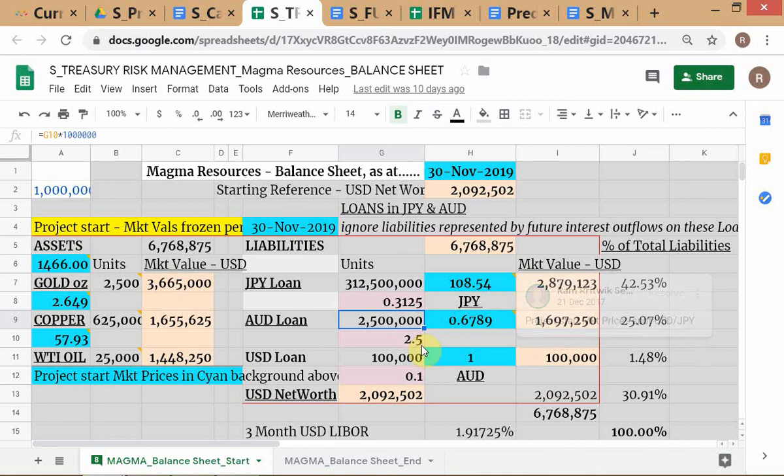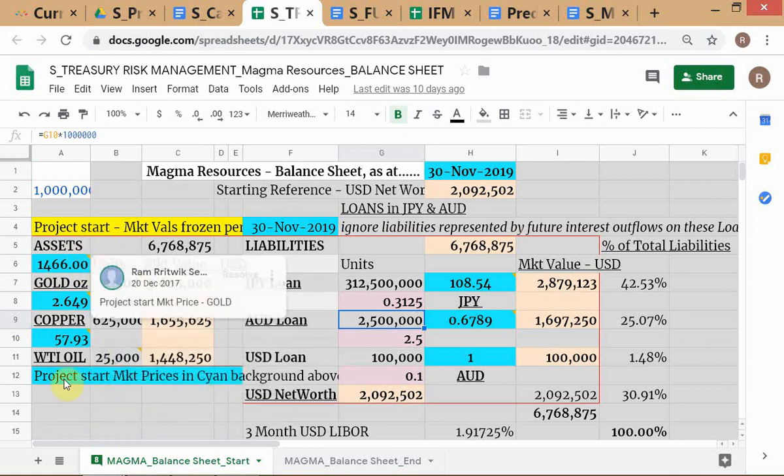So I'm just giving you a broad overview. Commodity price risk is coming here. We have not come to the discussion of that. I just told you that this is there. We'll see the discussion, we'll see the risk. I'm just giving you a broad overview.